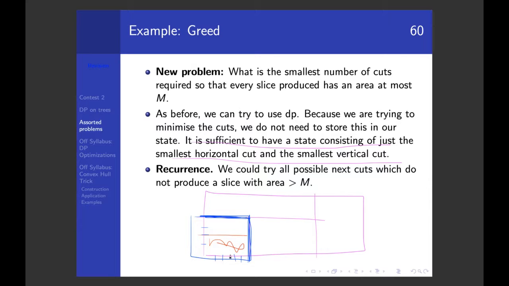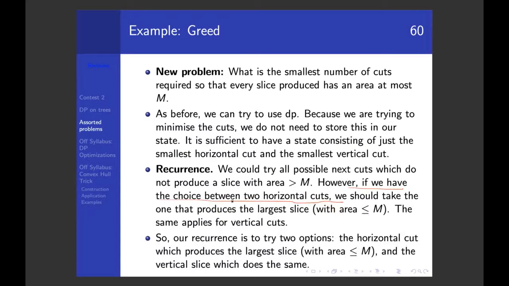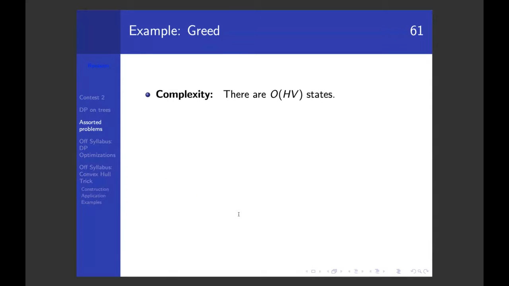Take the biggest vertical cut we can, and try 1 plus DP of this. Take the smallest of those, and that is our answer. That's what we're saying. Our recurrence is to try two options. Option 1, our horizontal cut that produces the largest slice. And option 2, the vertical cut that does the same. How do we do this?